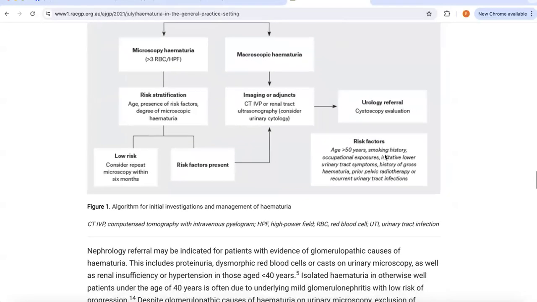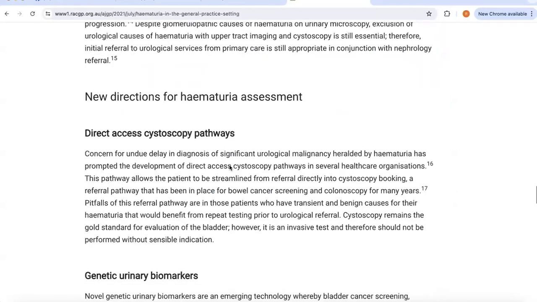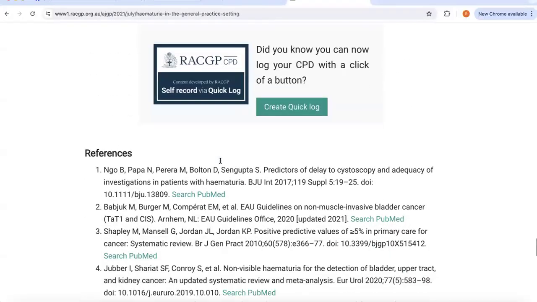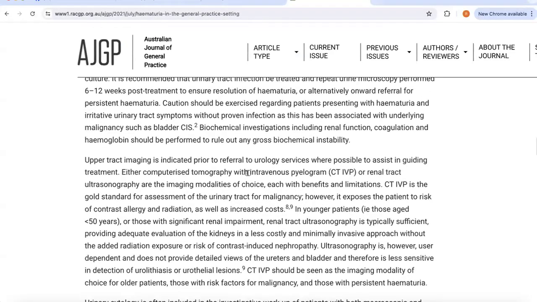And if you suspect a glomerular condition, like you have found proteinuria, or you have found dysmorphic red blood cells or red cell casts on microscopy, then you will need to send the patient to a nephrologist. So this is all that you need to remember for hematuria, and that is what comes in the exam.